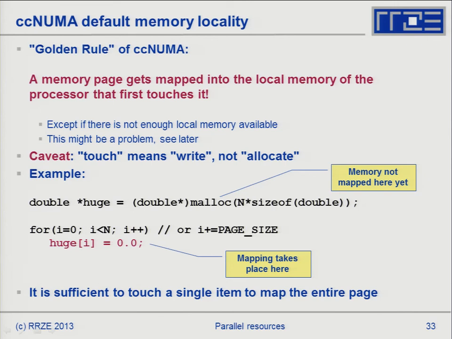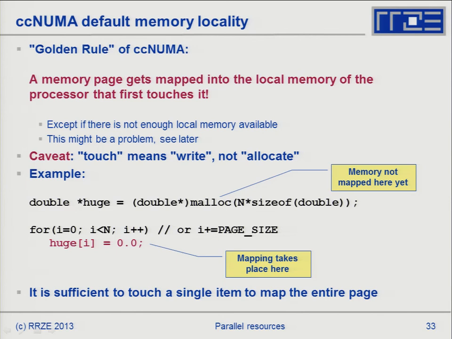So here's an example. We have this huge chunk of memory, n times sizeof double. We allocate it using malloc. After the malloc call returns, the variable huge already contains an address. So we have the address. We can store things there, but there's still no mapping at this place between the logical address that we have in the huge variable and the physical memory we have in our system. So the page tables that map between the physical and the logical addresses have not been set up yet. This is being done only when you initialize the pages.